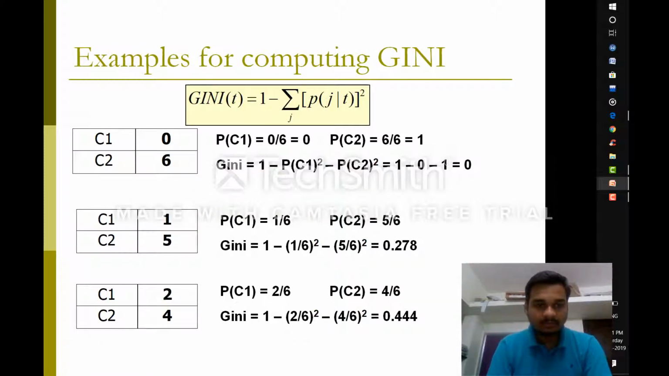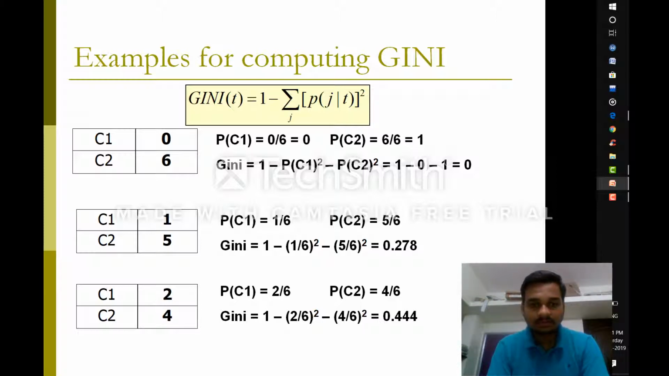So here's one example. Suppose we have two classes, C1 and C2. To find the Gini index, we need to first calculate the relative frequency of C1. Relative frequency of C1 is equal to 0 upon 6, where 6 is the summation of both the values of C1 and C2. Then we have to calculate the relative frequency of C2, that is 6 by 6 equals 1.